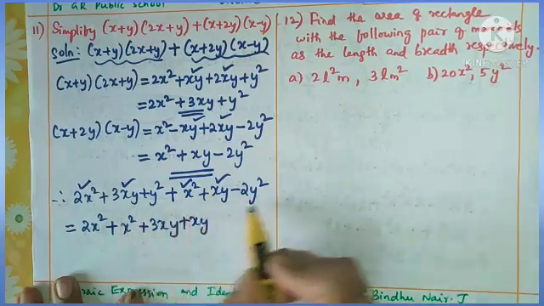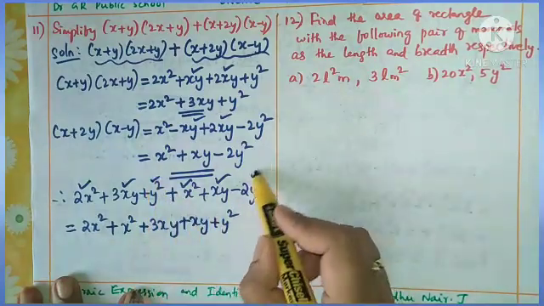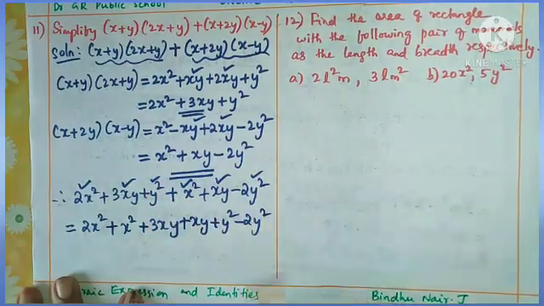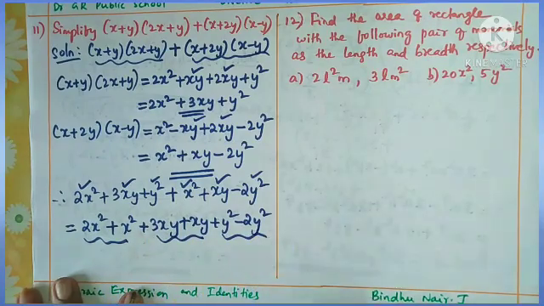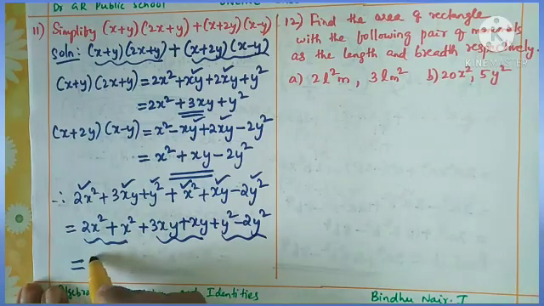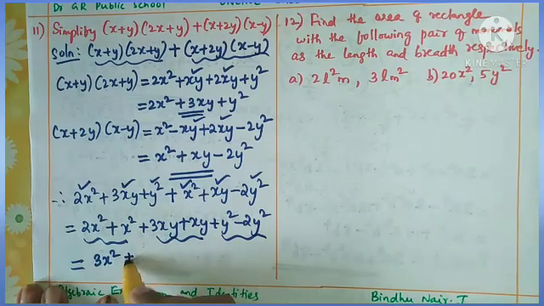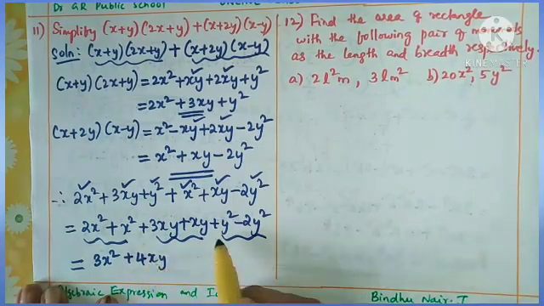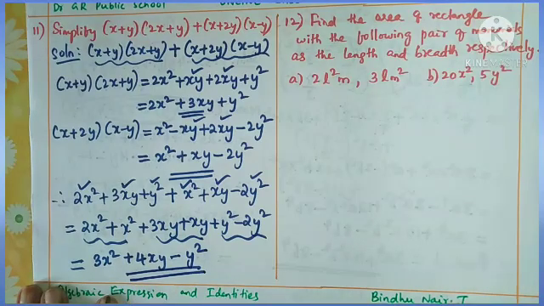And what is the balance? Yes, plus y square, and this is also like terms, minus 2y square. So these two are like terms, these are like terms, and these are like terms. So combine that, you will get 2x square plus x square, that is 3x square, 3xy plus xy, that is 4xy, and y square minus 2y square, 1 minus 2, that is minus 1, so minus y square. That is the required answer.